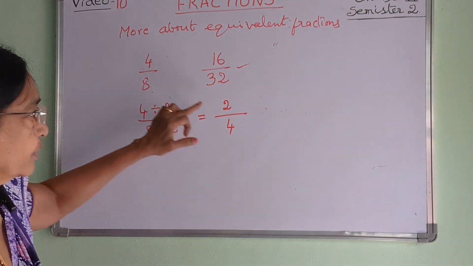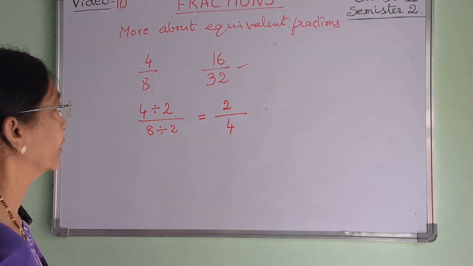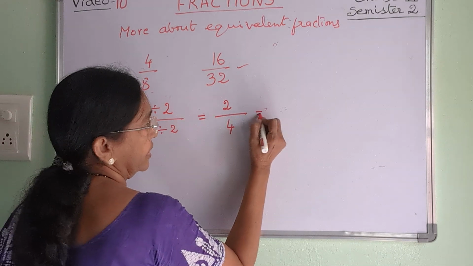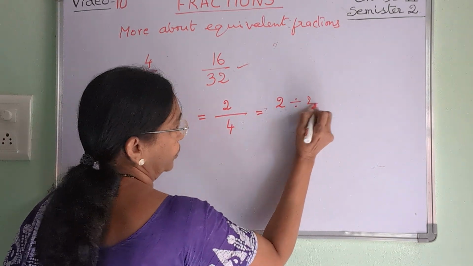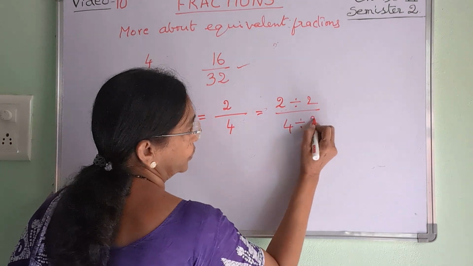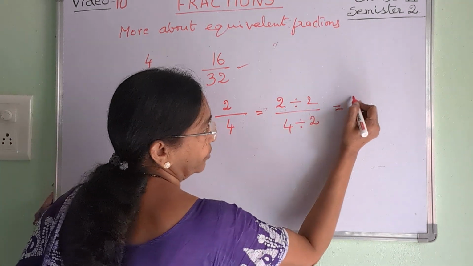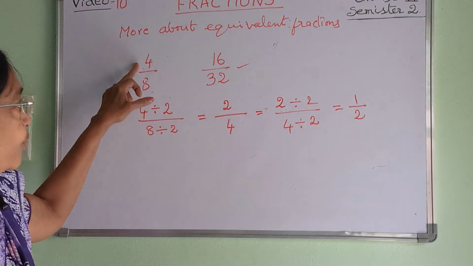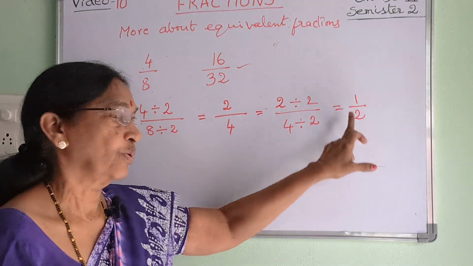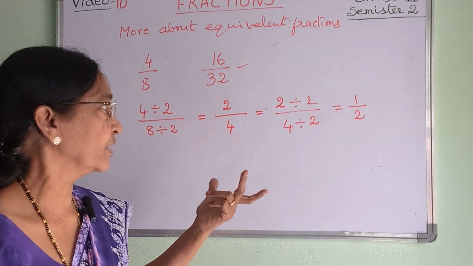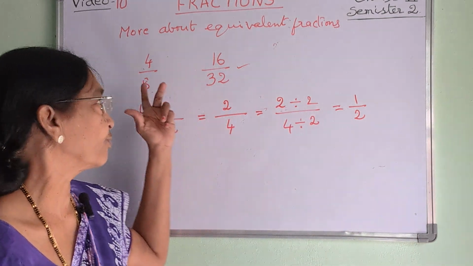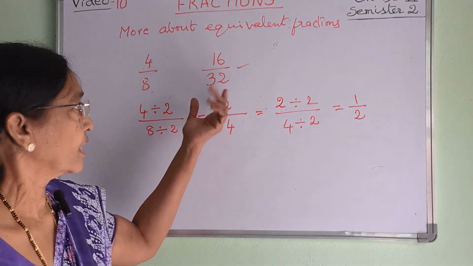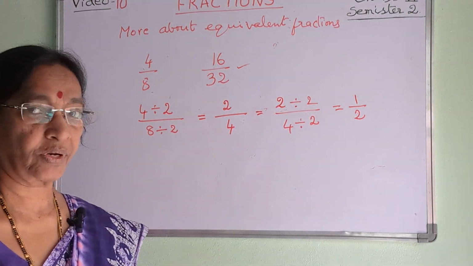So 4 by 8 and 2 by 4 are equivalent, because 4 by 8 is simplified like this, and again it can be divided by 2, and 4 can be divided by 2. That is 2 divided by 2, 1. 4 divided by 2, 2. Therefore 4 by 8 is equal to 1 by 2. 4 by 8 is equivalent to 2 by 4 and 1 by 2. Or 4 by 8, 2 by 4, 1 by 2 are equivalent fractions. And 16 by 32 is also an equivalent fraction.